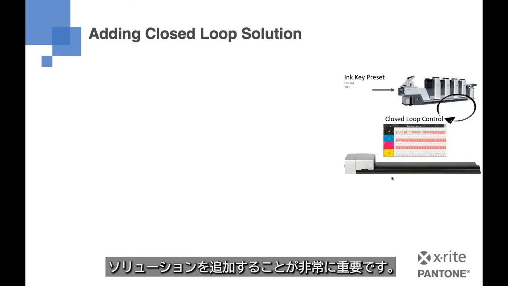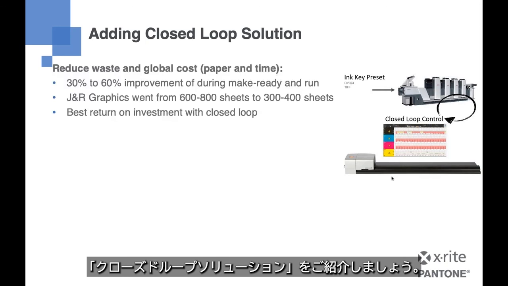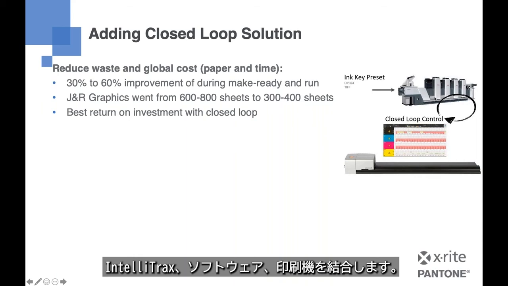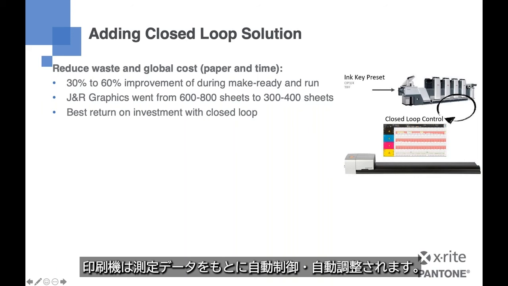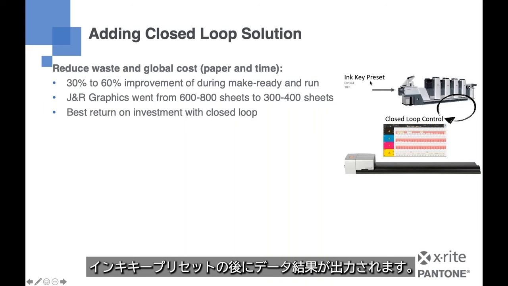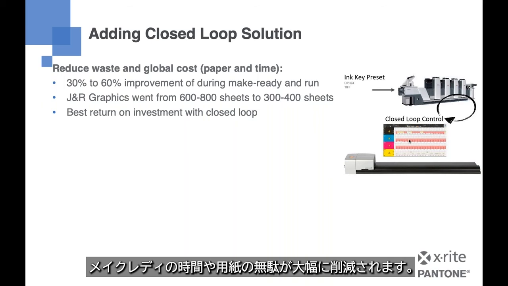Beside the software, but this is that important, adding a solution, I'd like to mention a closed loop solution. A closed loop solution is the connection between IntelliTrax, the software, and the press. So the press gets automatically controlled based on the measurement data and adjusted. With the closed loop solution, there is also ink key presetting, and all this together helps a lot to reduce the make-ready time and reduce the paper waste.